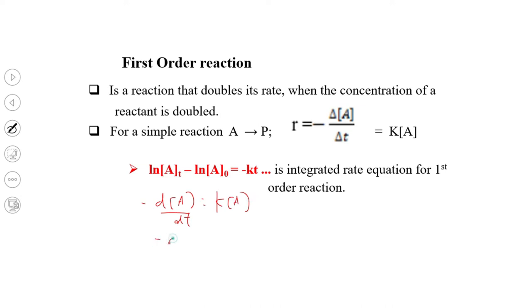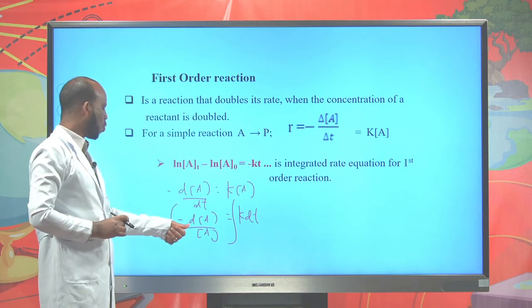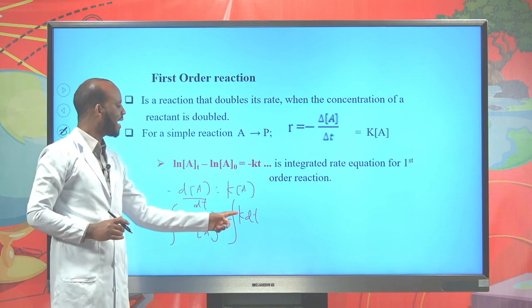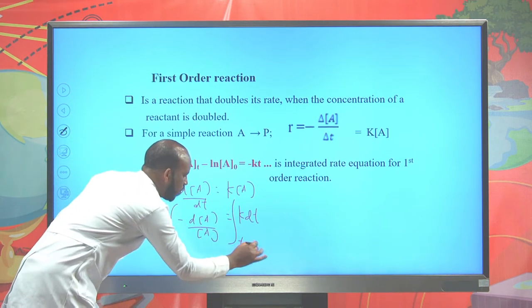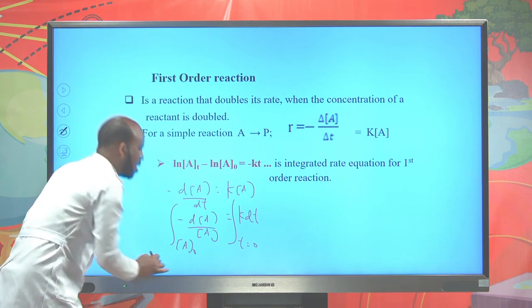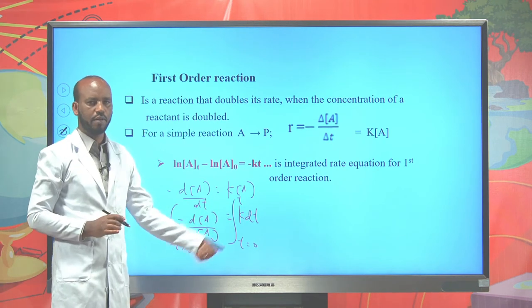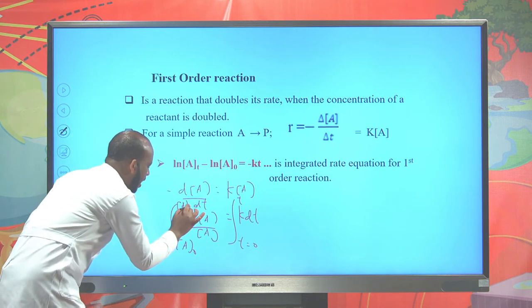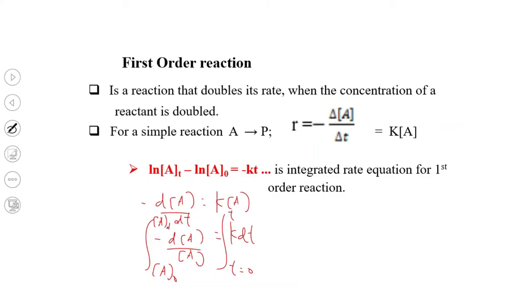Rearranging this, minus d[M] divided by concentration of M equal K times dt. Integrating both sides, the integration of minus 1 over A, d[A], equal K times dt. When t equal 0, we have initial concentration A naught. At time t, the concentration of A becomes concentration of A at time t. Now, the integration of 1 over x dx is ln x. Therefore, the integration of 1 over concentration of M is ln M.